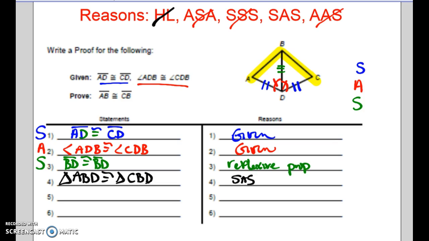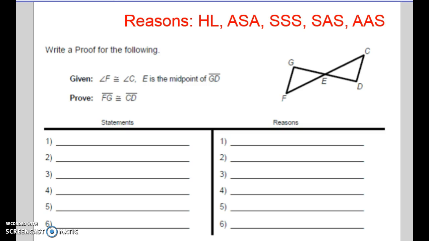Well, now that I have 2 triangles congruent, I can say that their corresponding parts are congruent. AB, as you can see, corresponds to CB. So my final statement is going to be side AB is congruent to side CB because corresponding parts of congruent triangles are congruent. And that's it. We're done. That's your first CPCTC proof. Not too bad. That's only 5 statements. Okay, let's move on to one more.